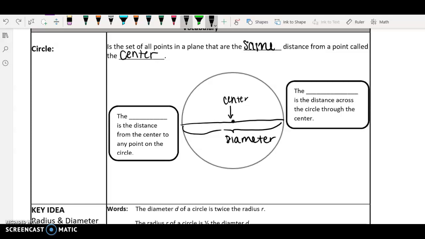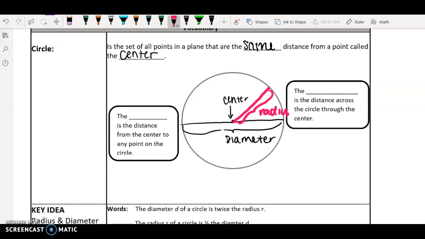Then we have the part that goes from the center to the edge. And again, this doesn't have to be the way I draw it. So like literally any time we go from the center to the edge, that's what we call a radius. So this is the radius.